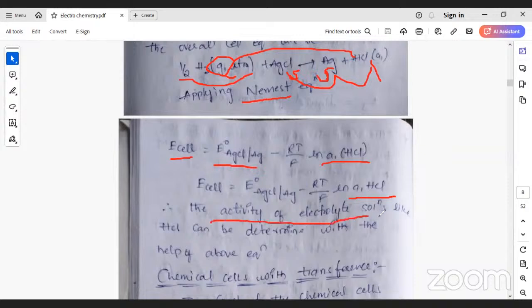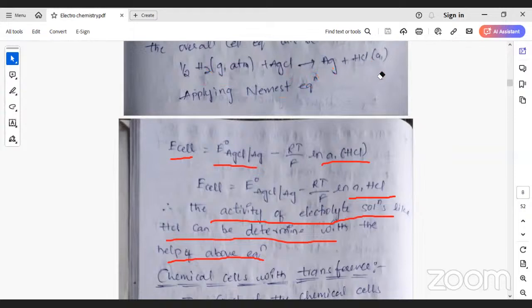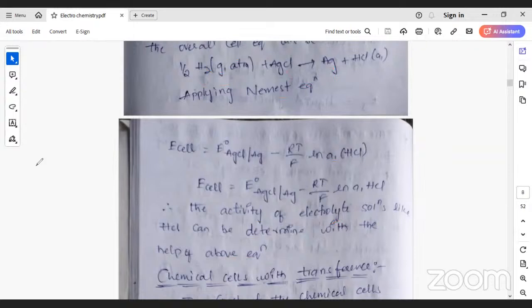Therefore, the activity of an electrolyte solution can be determined with the help of the above equation, that is chemical cells without transference. This equation represents chemical cells without transference. There is no direct transfer of any ionic species, even though the potential is developed. That developed potential can be derived from the concept of the Nernst equation. This is the EMF equation of chemical cells without transference.